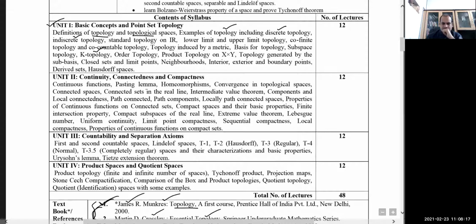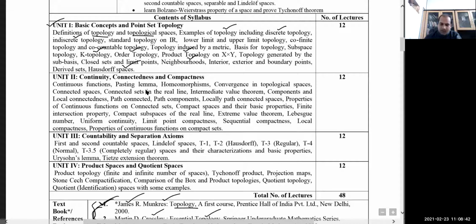And then we will come to order topology. This one is also in your GATE syllabus. Then product topology. This syllabus is designed keeping in view your requirements for NET and GATE also. Topology generated by sub-basis, closed sets and limit points in topology, neighborhoods, interior, exterior, boundary points, derived set, Hausdorff spaces.